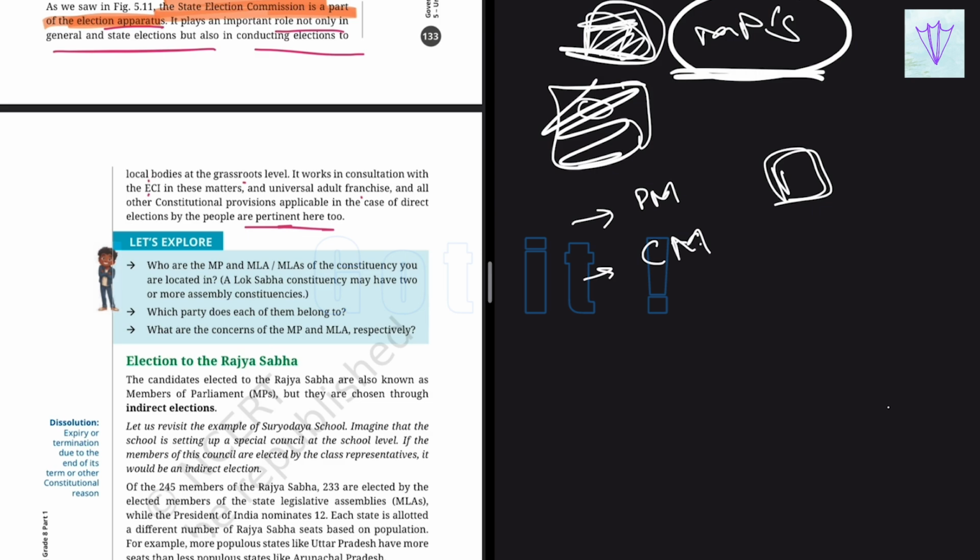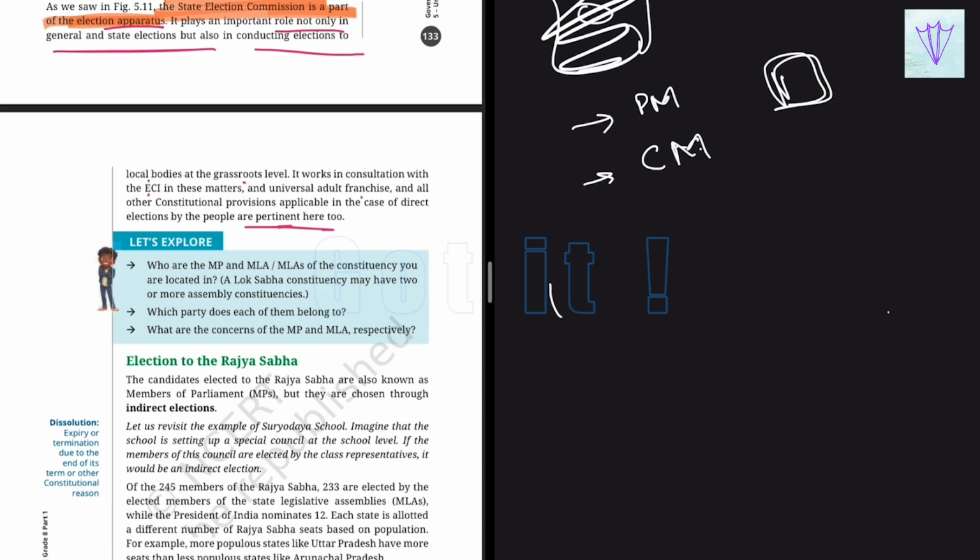Pertinent, in the sense it is applicable here too. So whatever rules are there at the national level for the elections are applicable even at the grassroots level. And it happens under the consultation of the ECI. The State Election Commission will conduct the grassroots local body elections, but this will also happen in consultation with the central body, the Election Commission of India.